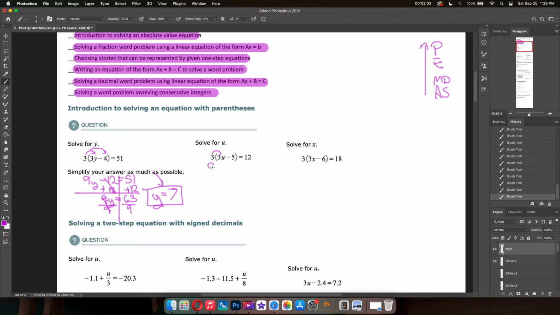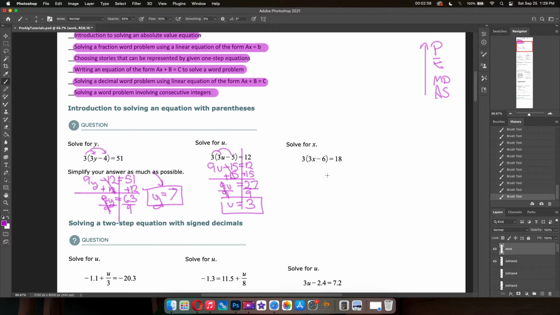Now we go through it again. 3 times 3, 9u. 3 times negative 5 is negative 15, and then the 12 drops down because it hasn't done a thing yet. Let's see here, we undo this subtraction. The opposite of subtraction is addition, so we're going to add 15 and add 15. 9u drops down. U isn't being used yet, it's just vibing, so it's going to be 27. And then undo that invisible times symbol with division. Undo with division, u equals 3.